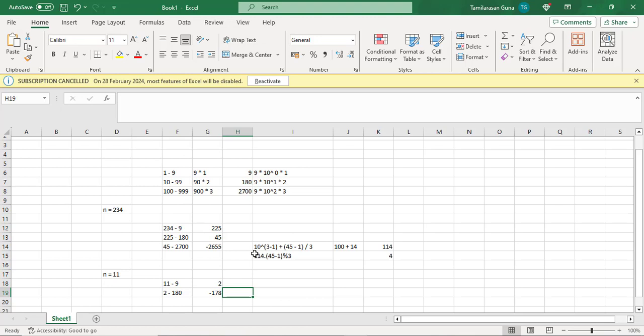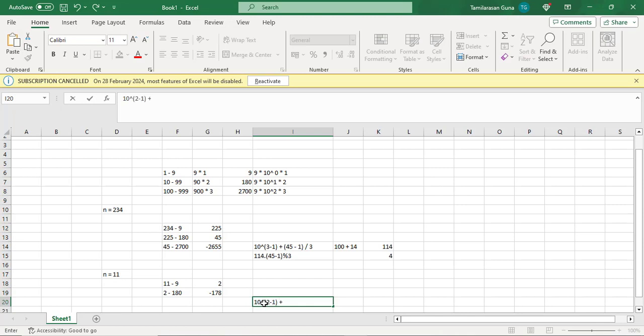The second step: what do I have to do? I should take 10 power total number of digits, that is 2 minus 1, plus. Here I am going to find the exact number. For that, take the n value, which is 2, subtract 1 and divide by the total number of digits. So 10 power 1 is 10, plus 1 divided by 2. My quotient value is 0. So 10 plus 0, the value is 10. So the 11th digit lies in the number 10.